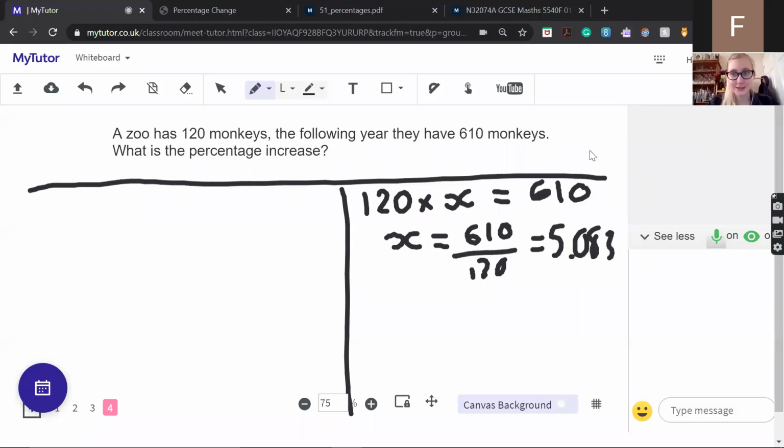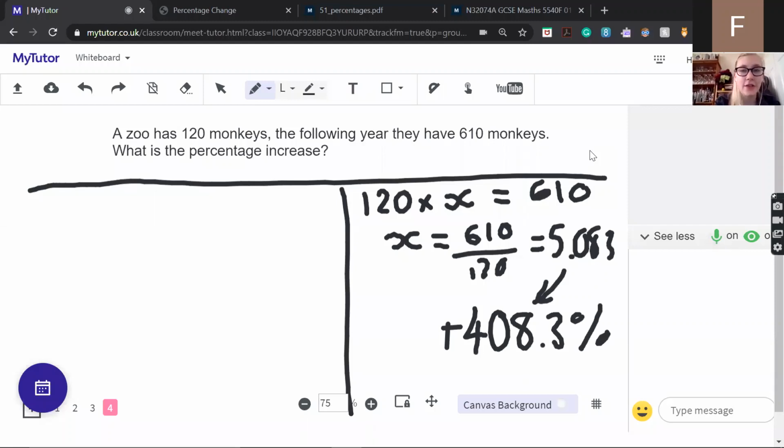5.083, and that 3 is recurring. And we see that this is going to translate to a plus. So our multiplier would have been added to 1, so it's actually 4.083, which is plus 408.3%. And we can probably see that a bit more clearly here. If we're going from 120 to 610 monkeys, that's 490 more monkeys.